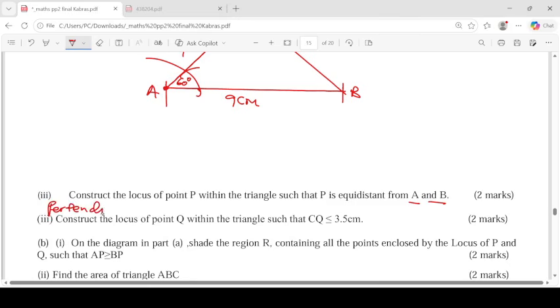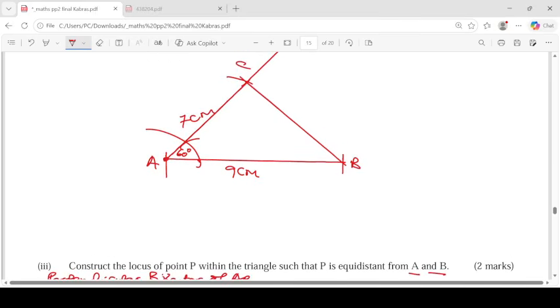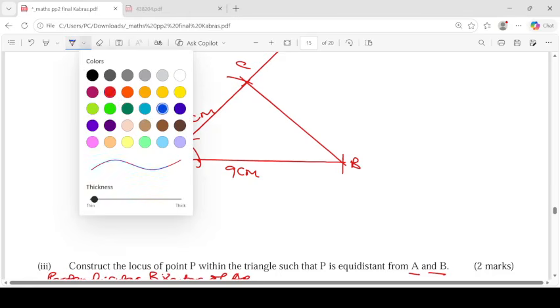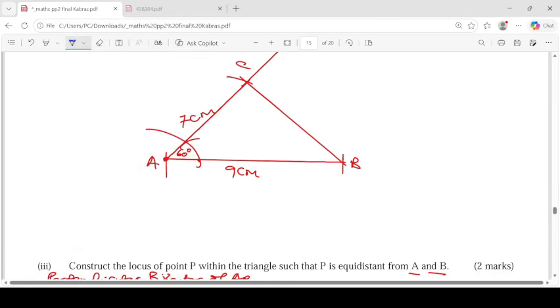What we are going to get here is the perpendicular bisector of the line AB. That is the locus they want, the perpendicular bisector of the line AB. So let us bisect the line AB, ladies and gentlemen. I'll stand at A, make an arc on top, make an arc at the bottom. Come to B, make an arc, make another arc, then draw.